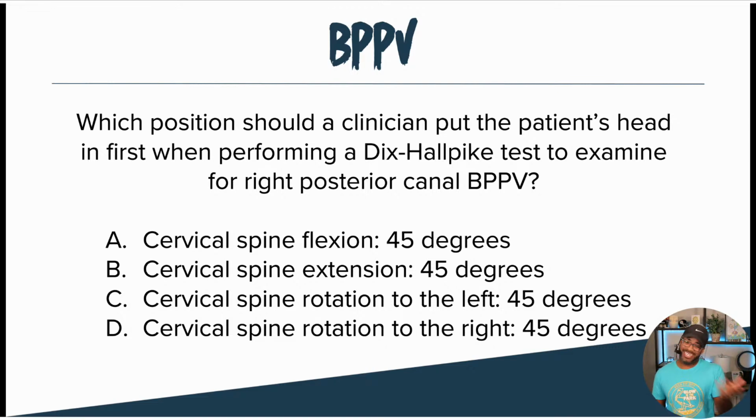Let's take a look at D. Cervical spine rotation to the right, 45 degrees. Is that the right answer? Boom. Yes, you got it. D is the final answer: cervical spine rotation to the right to test for right posterior canal BPPV. This question right here is worth 400 points.